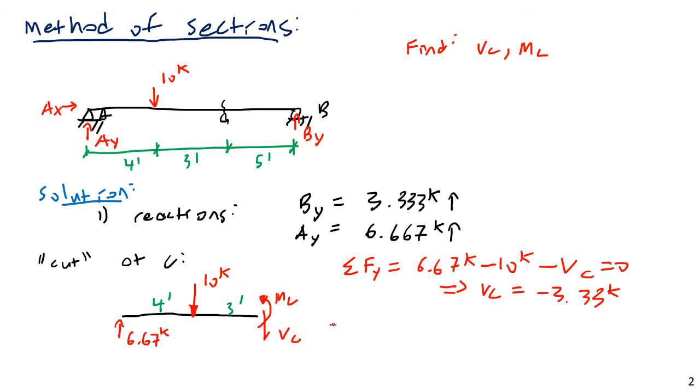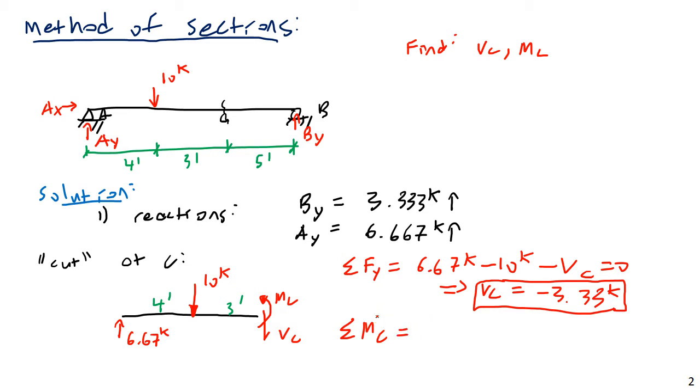So we're actually going to have negative shear here. In truth, this shear arrow is actually going to be pointing upward. So we got the shear at C. Now let's go ahead and get the moment at C. I'm just going to do a sum of moments about C. That'll be the most convenient way to do this, because that way my shear at C won't generate any moment in my calculation.